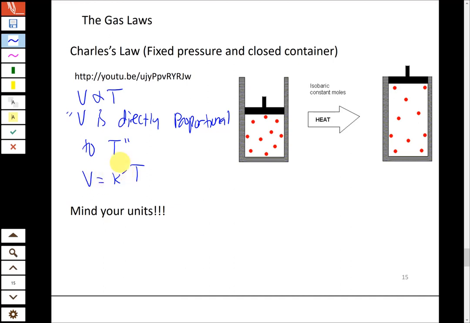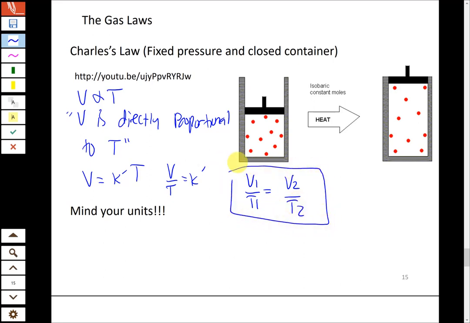But what we can do is we can say that the volume over the temperature, divide both sides by T, is equal to that constant, meaning that V1 over T1 equals V2 over T2. So this would be the most useful mathematical form of Charles's law, the relationship between volume and temperature.